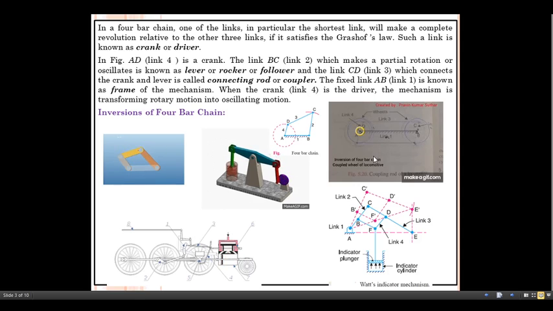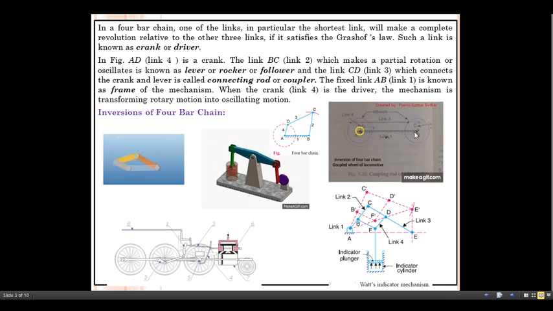The name given for this one is the coupling rod of a locomotive, or coupled rod of a locomotive. This is also known as the double crank mechanism. The coupling rod of locomotive mechanism, also known as the double crank mechanism, consists of four links with us: A, B, then AD is here, DC is here, then CB is here.